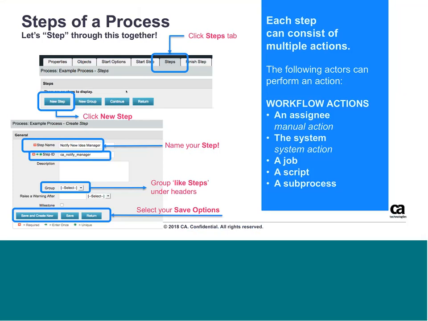Our step actions can be 5 different actions. You can do a manual action and a system action, which we'll talk about more in depth. And then we also have triggering a job, a custom script, or triggering another process, which would be called a sub-process. And this is just an example here showing what we did with creating the new step and naming our step.